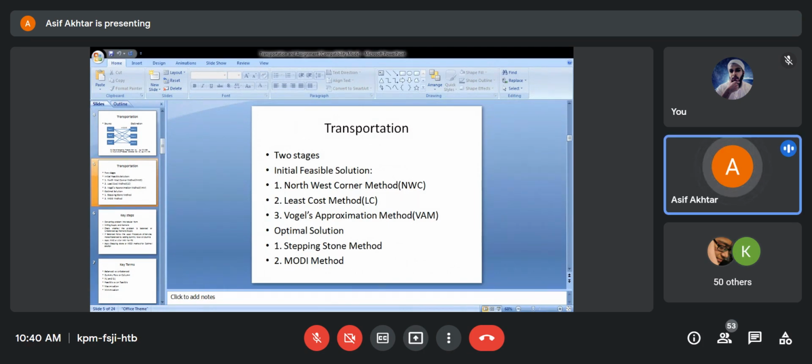Okay, now look at this slide first. The anatomy of the method is that the initial feasible solution can be determined by using any of the above three methods. What are they? Northwest corner method, least cost method, and Vogel's approximation method.